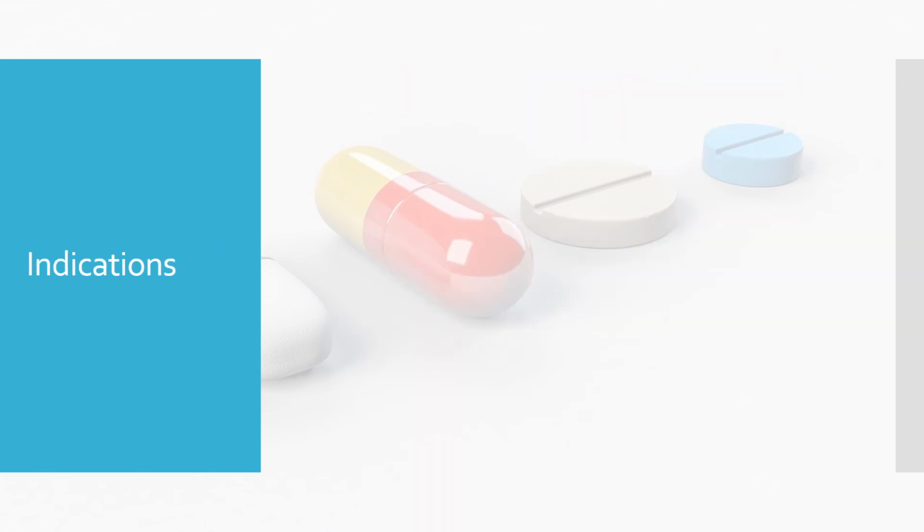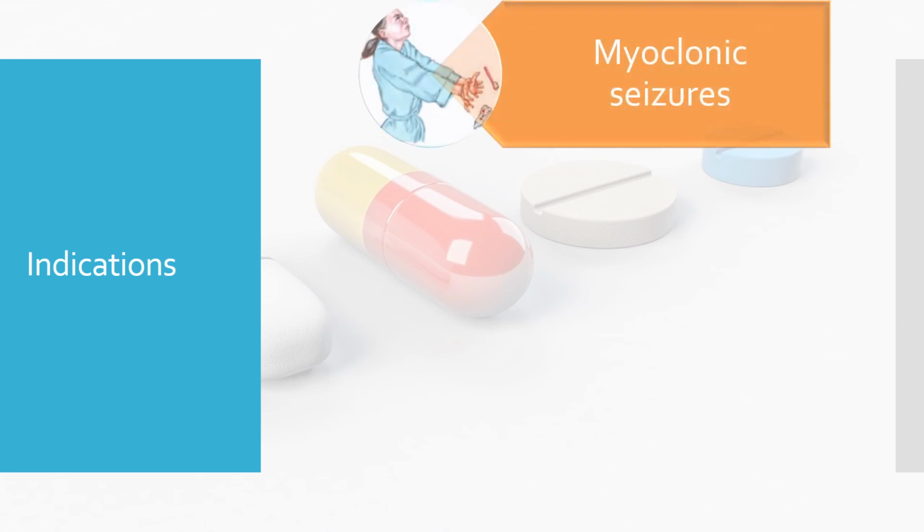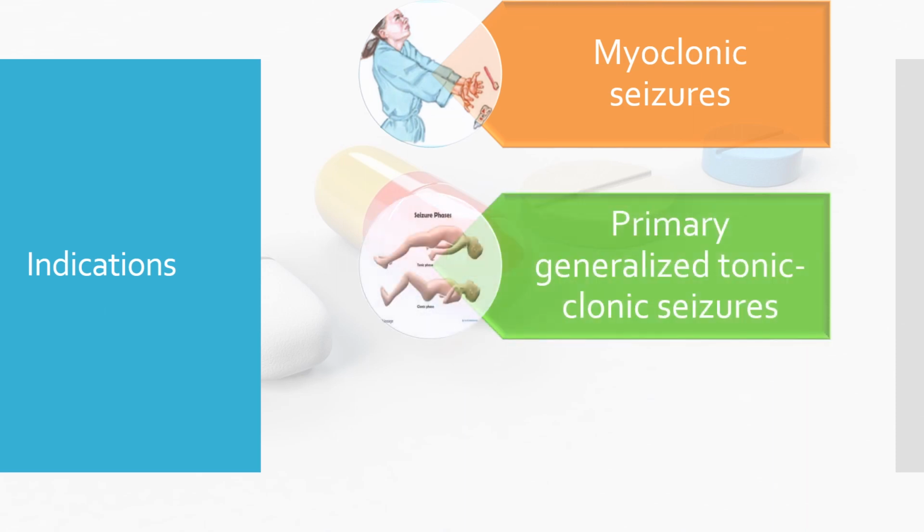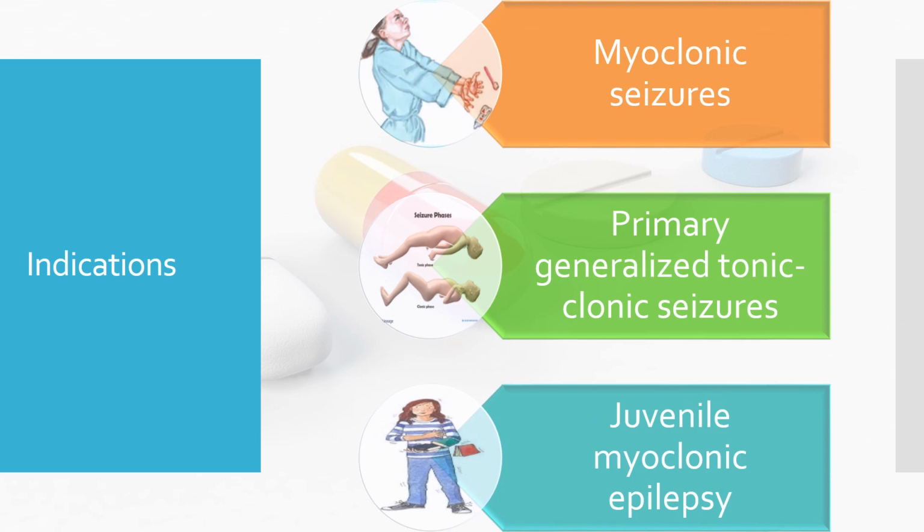For its indications, we have myoclonic seizures in patients 12 years of age and older with juvenile myoclonic epilepsy. We have primary generalized tonic-clonic seizures in patients 6 years of age and older with idiopathic generalized epilepsy and juvenile myoclonic epilepsy.